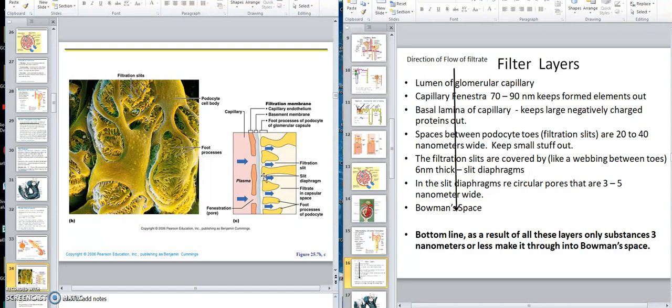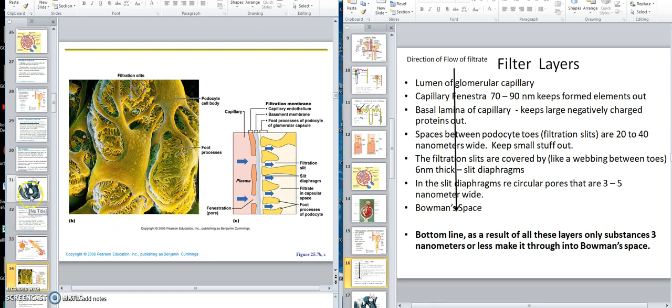It would almost look like webbing between your toes. And that's about 6 nanometers thick. But that webbing has circular pores in it that are about 3 to 5 nanometers wide. So anything that's less than 3 nanometers could get through. Once you go through, now you're in Bowman space.